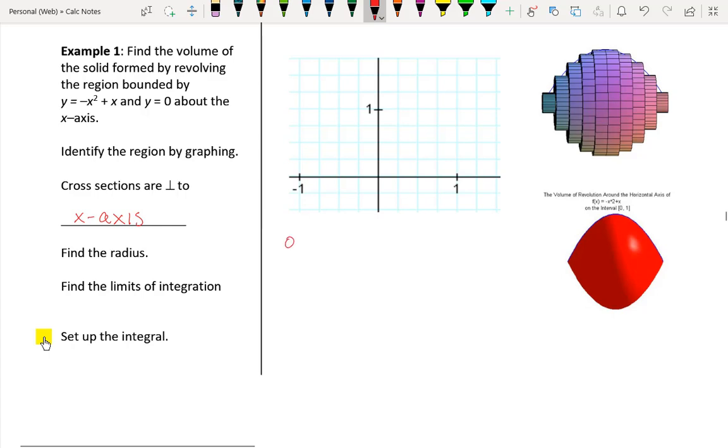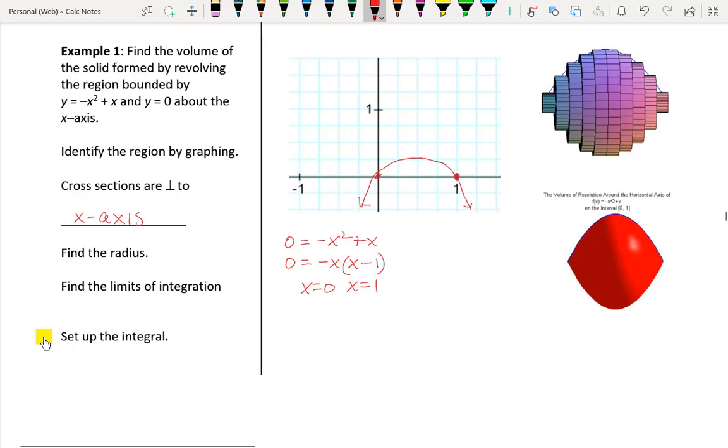So I'm going to find some x-intercepts here. So we're going to do negative x squared plus x, and if we factor this, I'm actually going to factor out a negative x, so that leaves me x minus 1. So we have x equals 0 and x equals positive 1. All right, so I have an intercept here, I have an intercept here. This is just an upside down parabola, so it's going to do something along these lines right here.